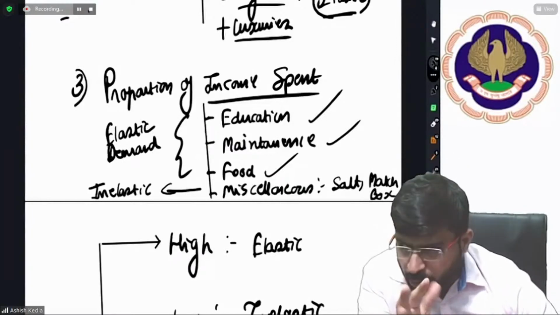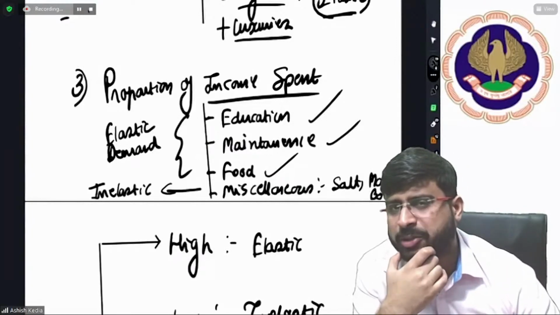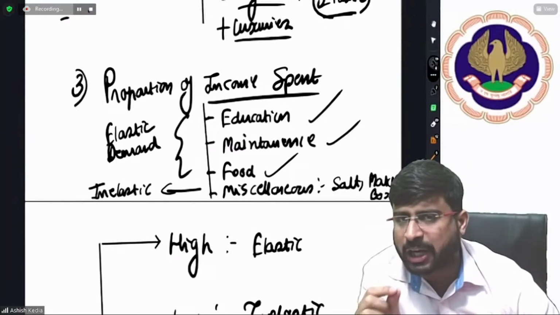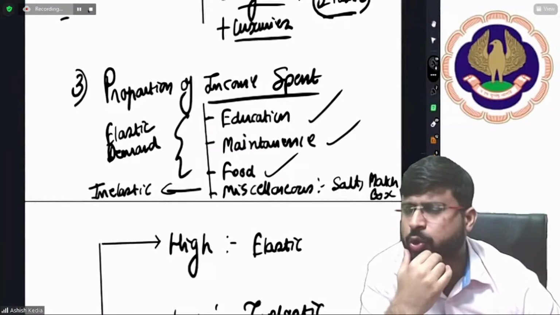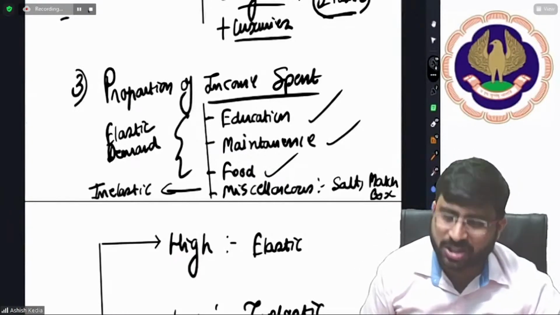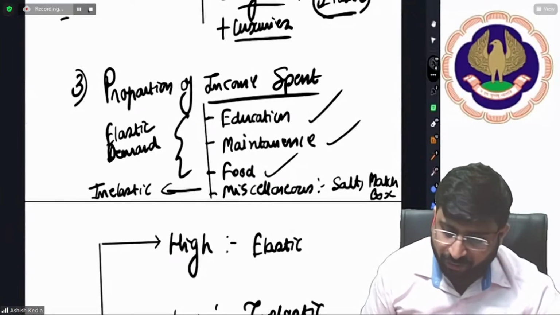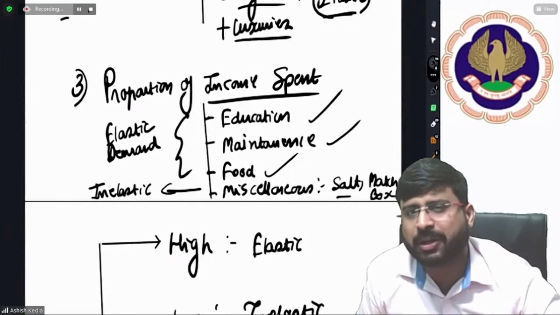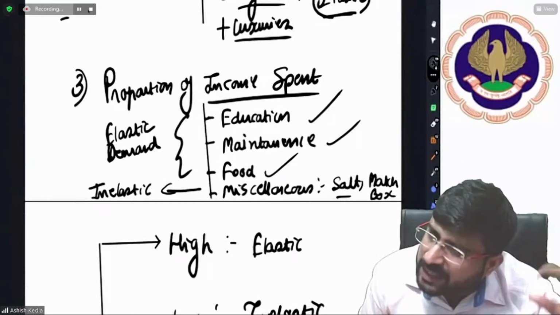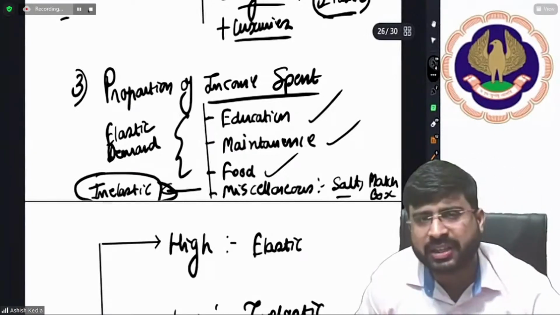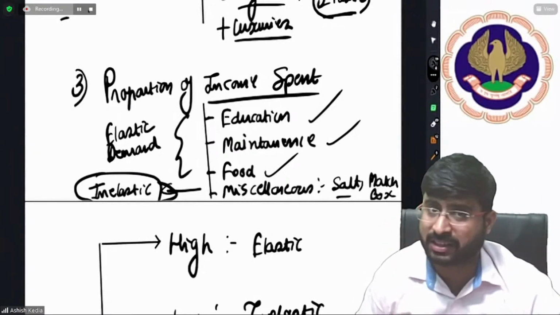But tell me, if you go and buy a matchbox, and the matchbox price rises from 4 rupees to 4.5 rupees, will your parents ask you to stop buying the matchbox for house needs? Obviously not. If salt price rises from 10 rupees to 11 rupees, will they ask you to stop buying salt? Obviously not. So demand will not change much if it is an inexpensive commodity. We are not spending much on that. Our income spent on that is negligible.